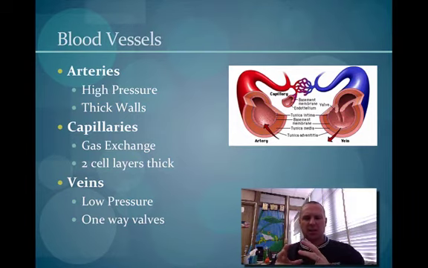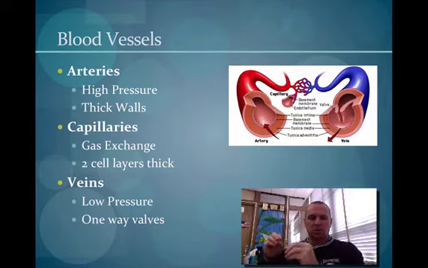So now let me kind of walk you through it. Coming out of your heart, you have the aorta, which is the largest artery in the body. And it is very thick-walled because there's a lot of pressure, because it's coming right from the heart. From the aorta, you go to the arteries, and the arteries are still thick-walled because there's a lot of pressure. To arterioles, which are smaller arteries, they're still thick-walled. To your capillaries, where gas exchange actually occurs, carbon dioxide and oxygen swap places. Some capillaries are only 2 cell layers thick, so it's very efficient for that diffusion to occur.